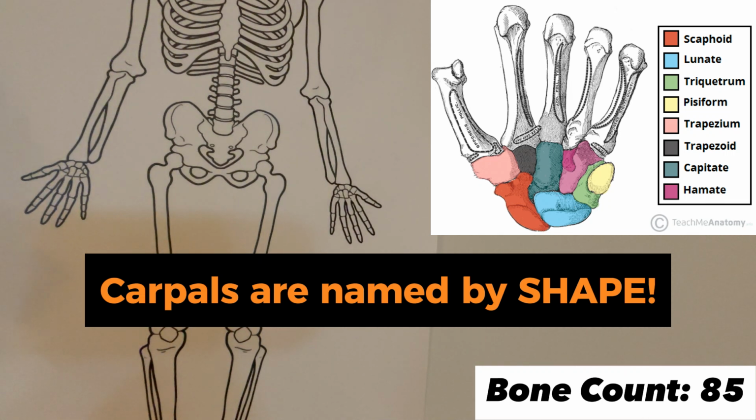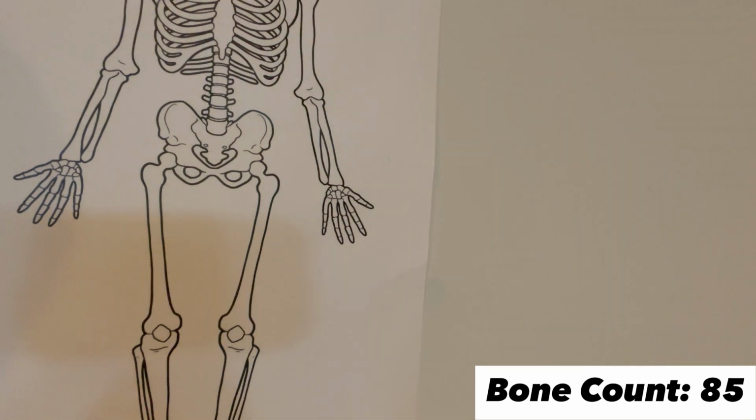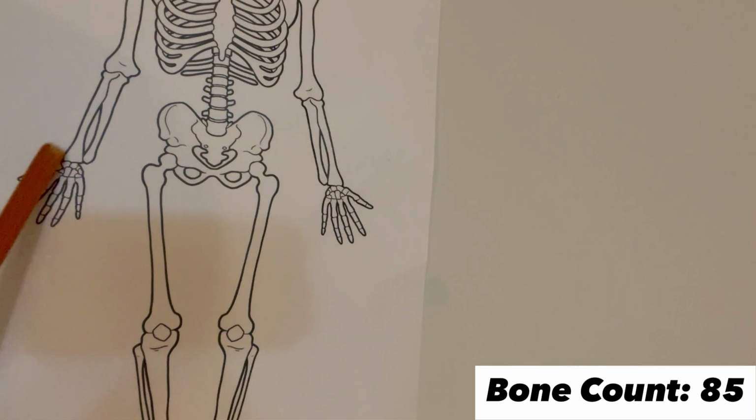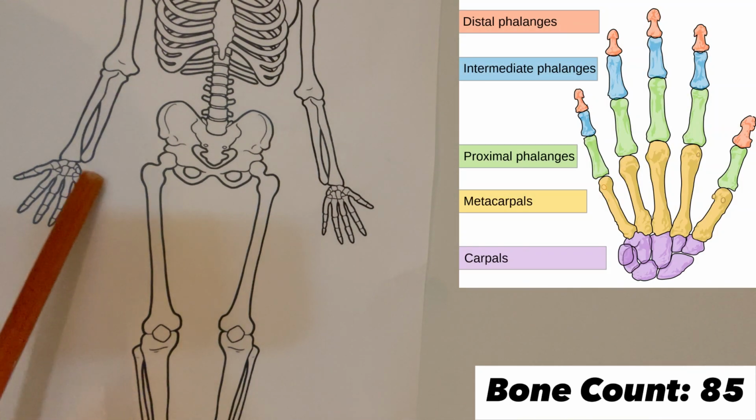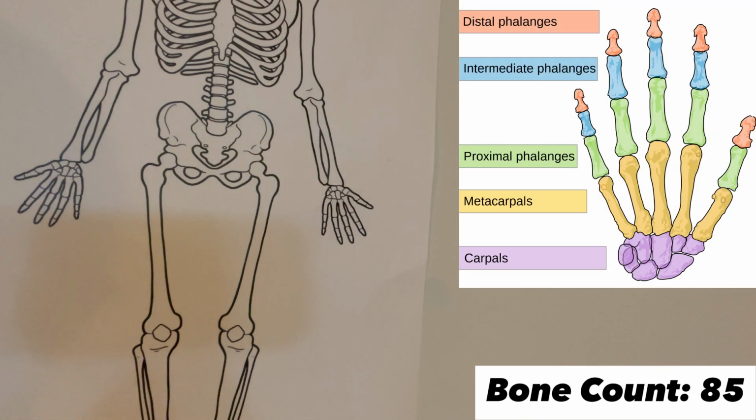You also have the pisiform, which is shaped like a pea, and the triquetrum, which has 3 corners, and so on and so forth. I personally think that remembering these names by their shape is the easiest way to do so. Now, moving right along past these 8 carpal bones in the football shape near the wrist, we've got our metacarpals. There are 5 in each hand, 1, 2, 3, 4, 5, 1 in each finger and the thumb.